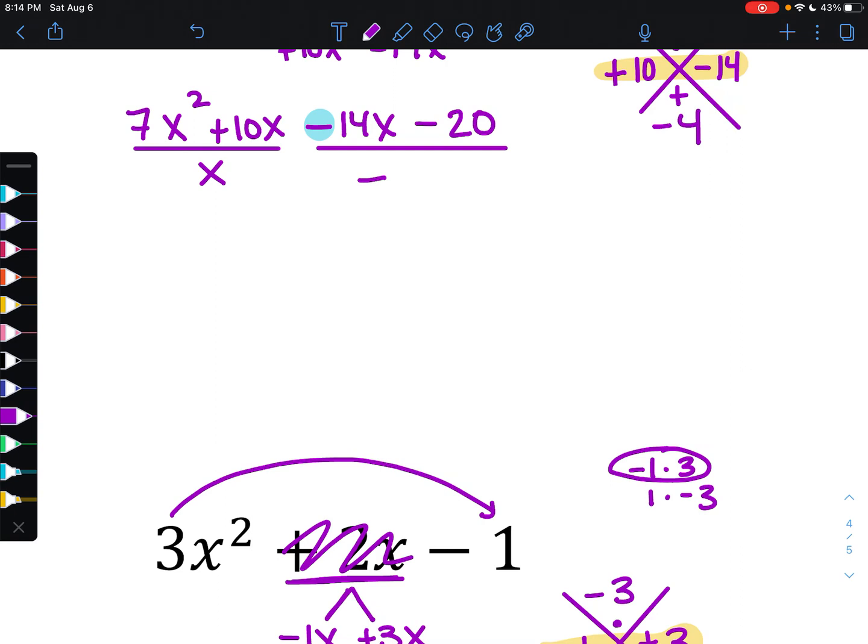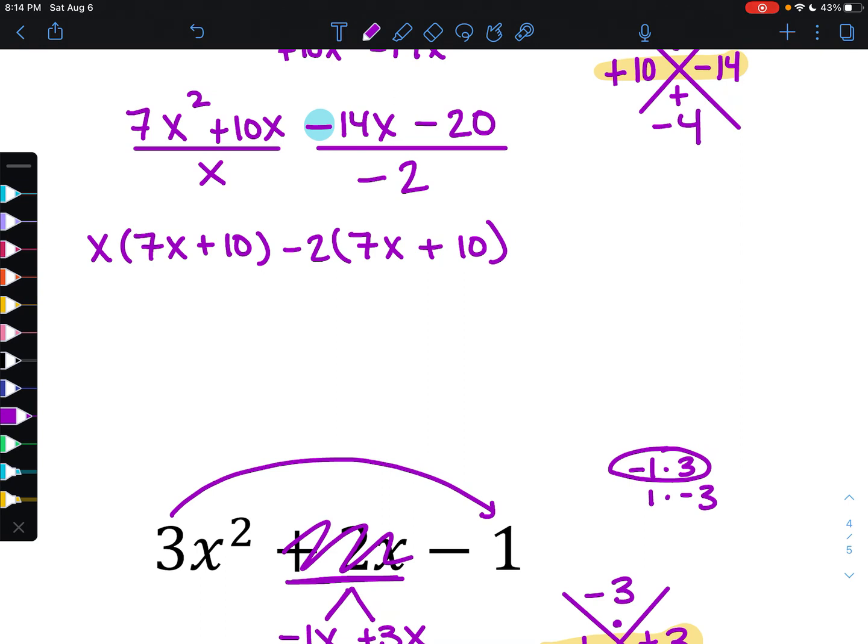Okay, so I can take out a negative, but I also think that I can take out a 2. Remember that your greatest common factor goes on the outside of a set of parentheses, and then we're just dividing. So 7x squared divided by x leaves me with 7x, and then 10x divided by x leaves me with 10. Over here, I took out a negative 2 as my greatest common factor. So when I divide, I'm left with a positive 7x and then a positive 10.